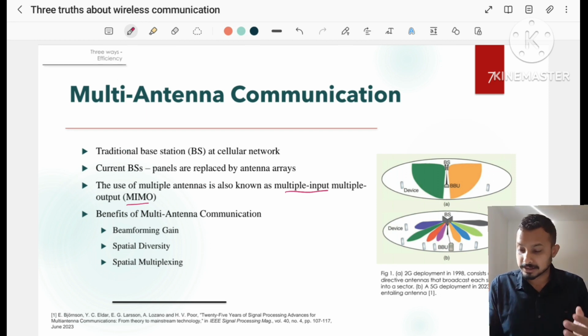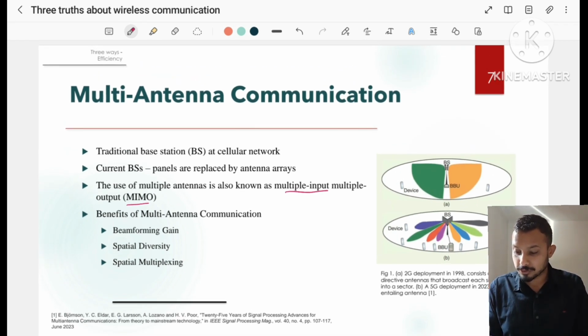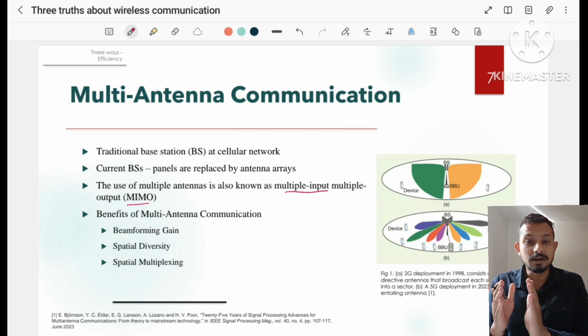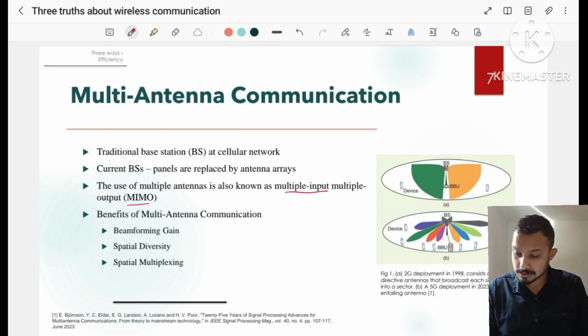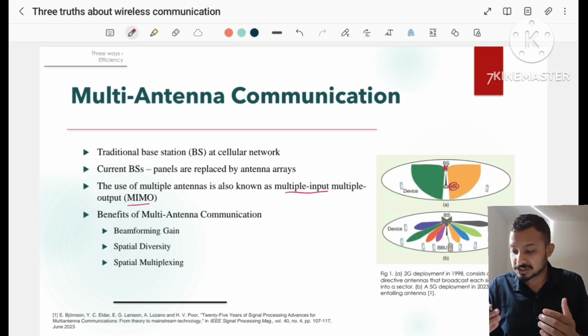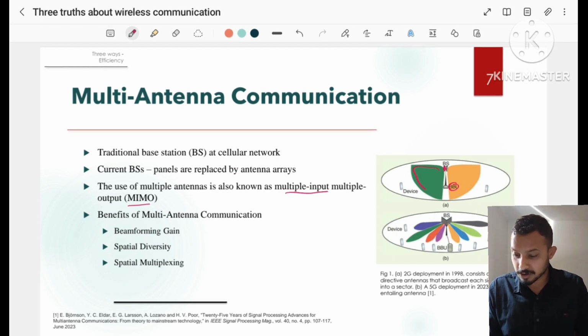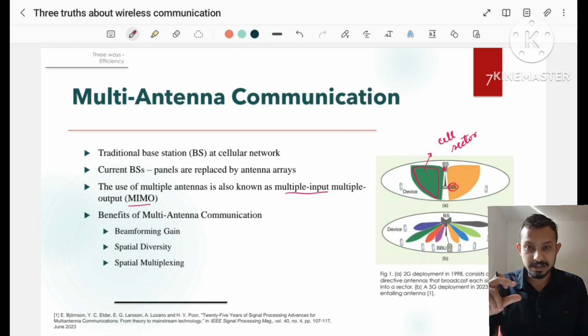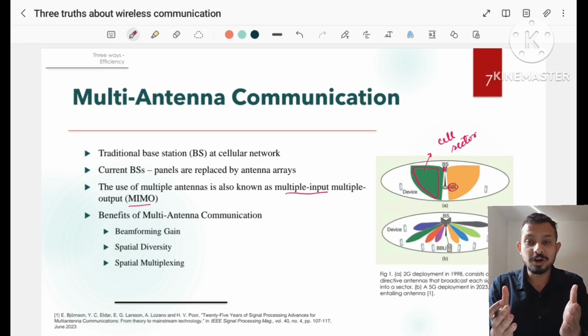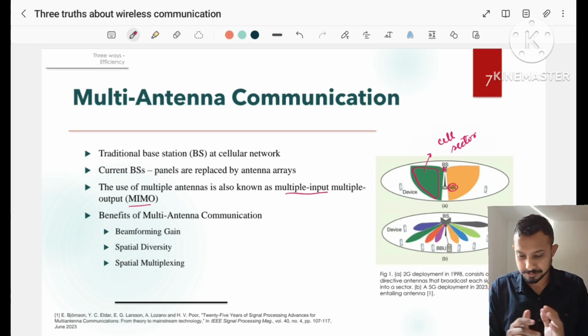So currently, if you look at figure 1, the traditional base stations at the cellular side feature antenna panels. They are connected to the baseband unit that manages the digital signal processing. The area that they cover is called a cell sector, which is vertically narrow, but horizontally very wide. So it covers a swath of ground in a predefined manner.